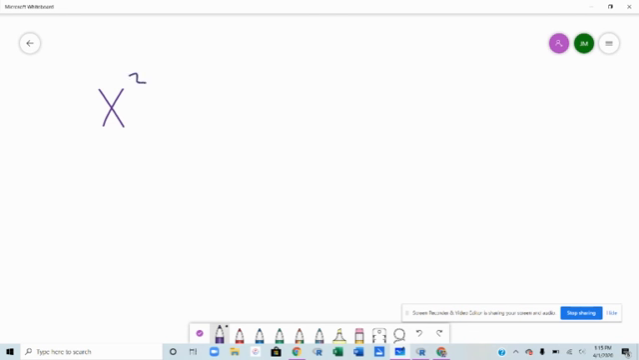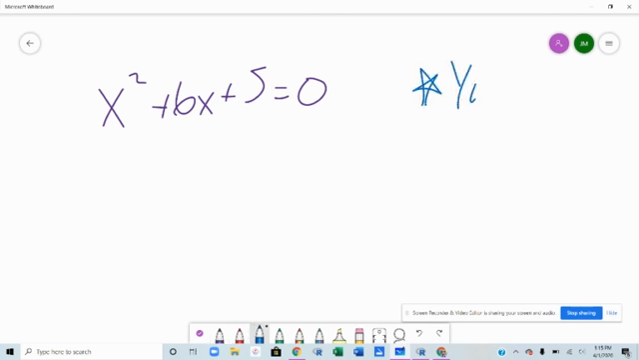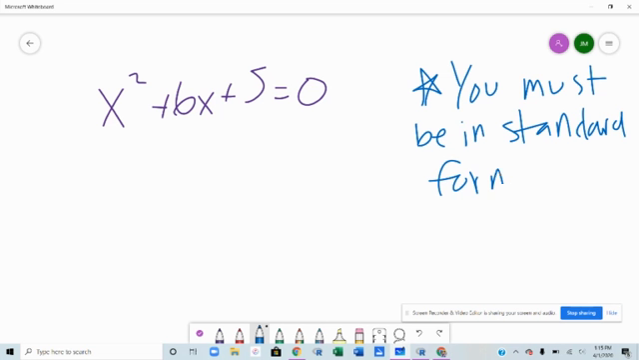So we're going to start with some equation such as x squared plus 6x plus 5 equals 0. Now, number one big important thing, you must be in standard form. Remember that is ax squared plus bx plus c equals 0. So you have to have the x squared term first, then the x, then your constant equals 0.